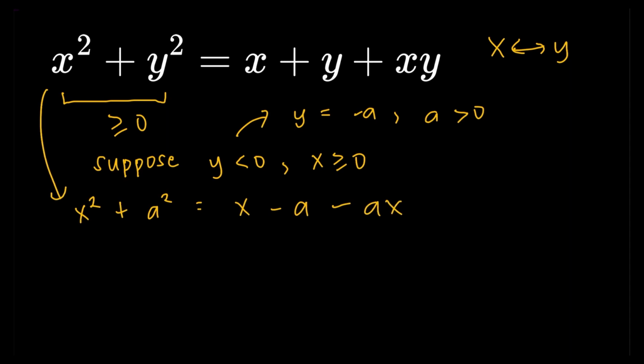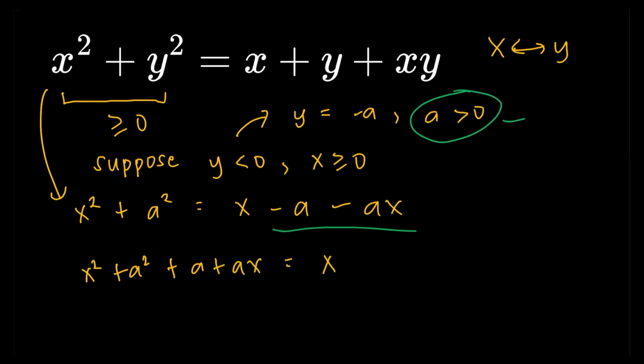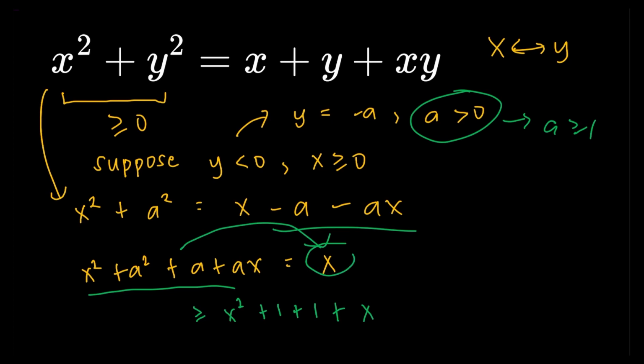And I'm going to put the negative terms to the other side, just similar to the first one. So x squared plus a squared plus ax is equal to x. Now, we know that a is positive, but we're talking about integers over here, so I can say that a is greater than or equal to 1. So that's going to tell me that the underlined part is greater than or equal to x squared plus 1 plus 1 plus x. But this underlined portion is simply equal to x.